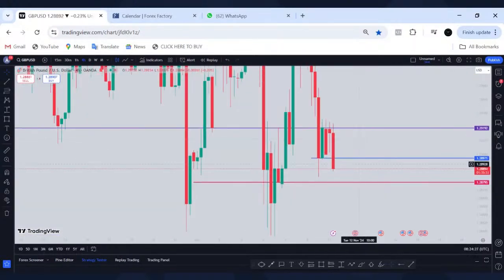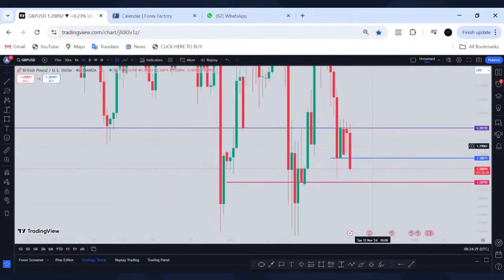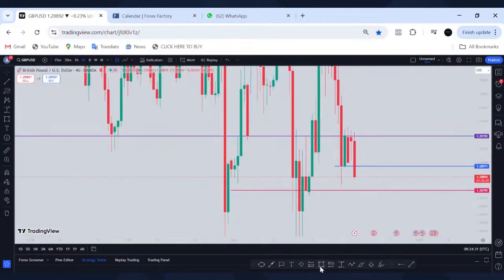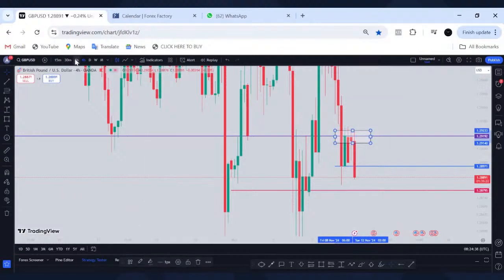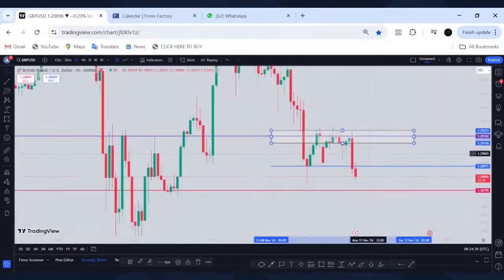It was a nice opportunity to take a sell. But entry, the price has given us this one. The entry wasn't there. Moving to the H1 time frame.